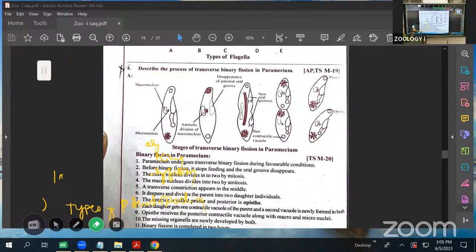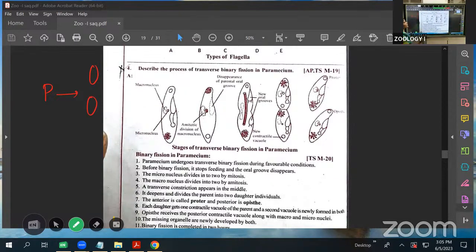Normally, in binary fission, bi means 2. Fission means they divide. The parent individual is divided into 2 daughter individuals, and that is called binary fission. Fission means divide. Fusion is different; fusion means joining. So the parent individual is divided and forms 2 daughter individuals. That process is called binary fission.